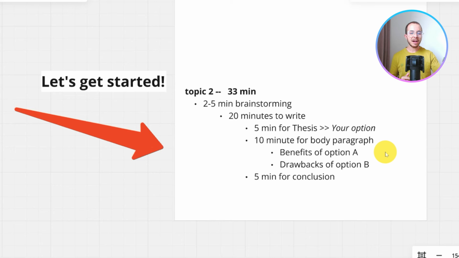Then you should have 1 or 2 sentences to talk about the drawbacks of option B. This will look like a contrasting sentence, so we can use transitional words. However, although, in contrast, on the other hand, these words will help us to demonstrate that we are changing the subject. 5 minutes for conclusion, and give yourself a few minutes to proofread.